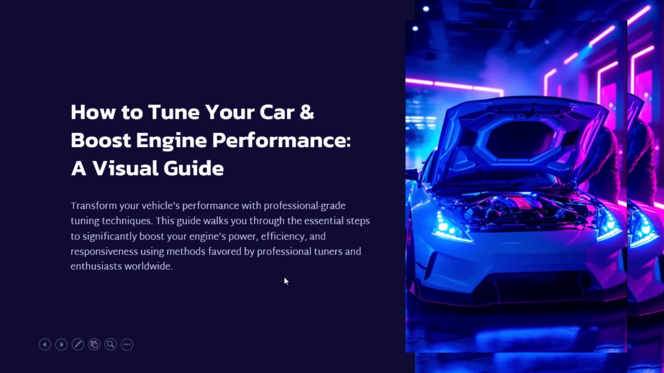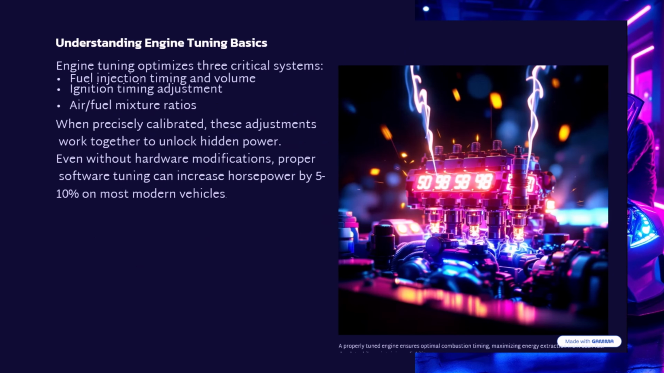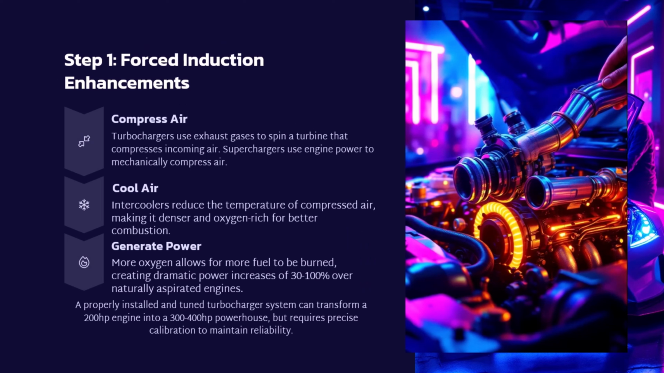In this episode, I want to talk about how to increase the engine performance step by step and properly. First of all, the fuel injection timing and volume, plus ignition timing adjustment, all of these will happen by tuning the ECU and the air fuel mixture ratio. Air and fuel mixture ratio means the mixture of the air and fuel that comes to the combustion chamber for compression and ignition to produce the power.